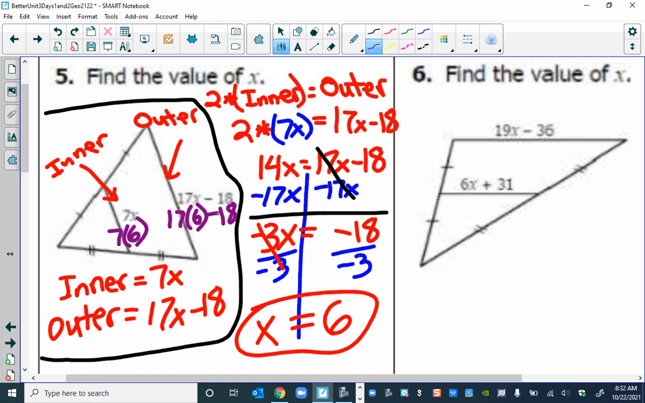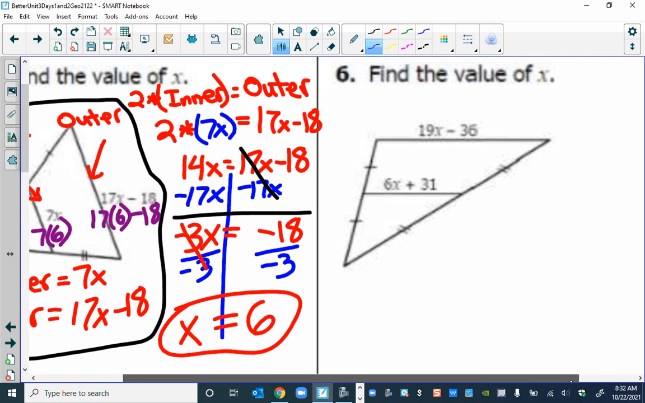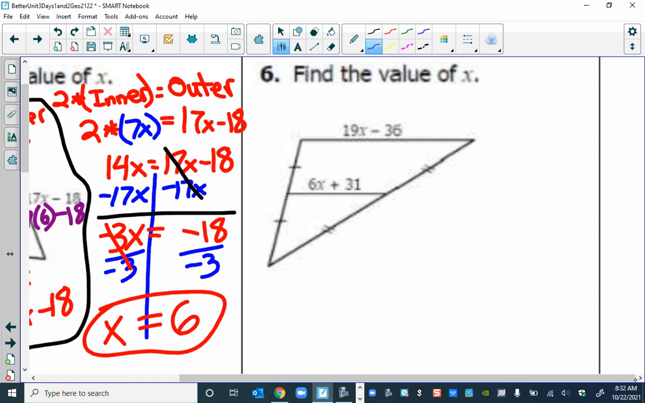All right. Now, number 6. Same idea. First, identify. Which one is the inner, which one's the outer? Which one is our inner expression? That's our inner expression. The 19x minus 36 is our outer.